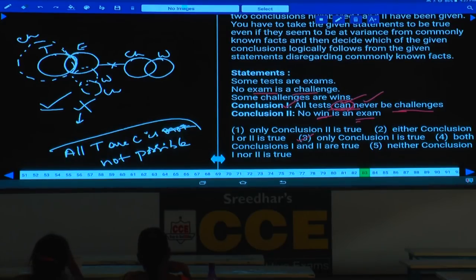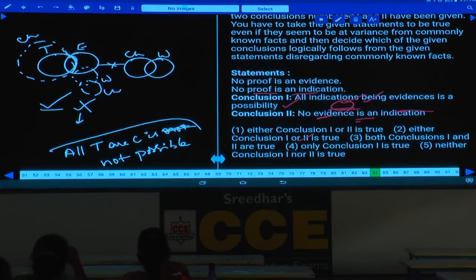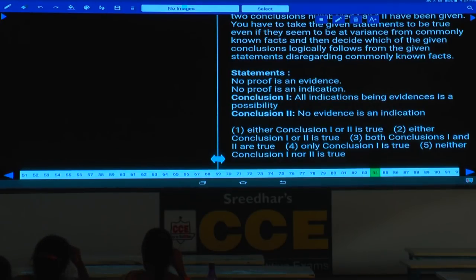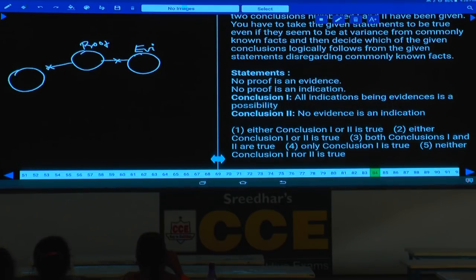Question number 83, choice 3. Then coming to question number 84, no proof is an evidence, no proof is an indication. Now this is proof. No proof is an evidence, and no proof is an indication. Now these two should not be intersected. Then what is the first conclusion here?